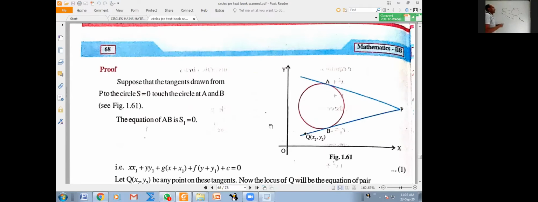Now, I think I should tell what is the equation of AB. We know chord of contact is S1 equal to 0. I did not discuss that. So I should have discussed this later. I got carried away. It's okay. This line is S1 equal to 0.